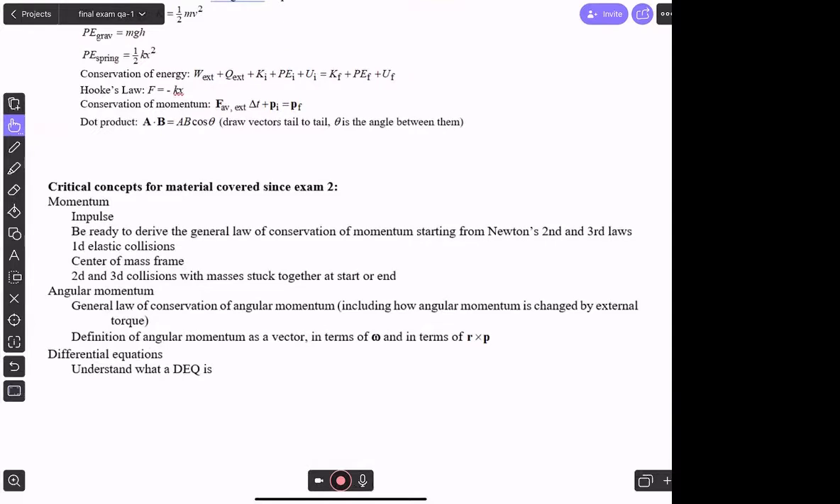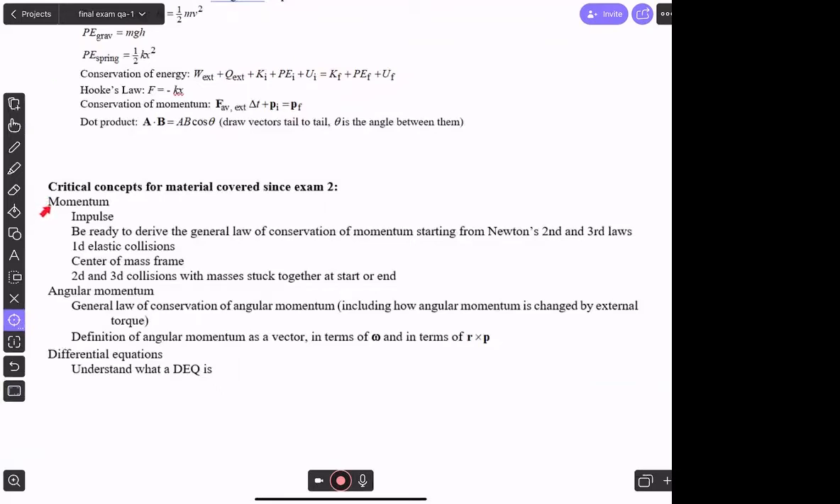So again, this is a comprehensive exam. Definitely there will be questions on material that we covered prior to exam 1 and prior to exam 2. So this list that I'm about to go through is the topics that we've covered since then, but you should feel free to ask questions about anything we've covered in the class. So just shout out if you have a question.